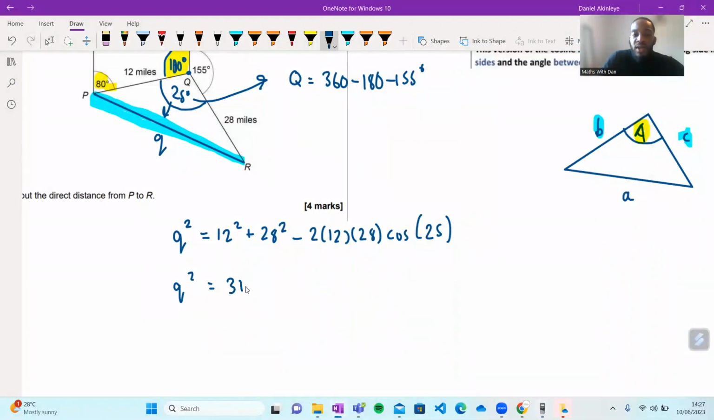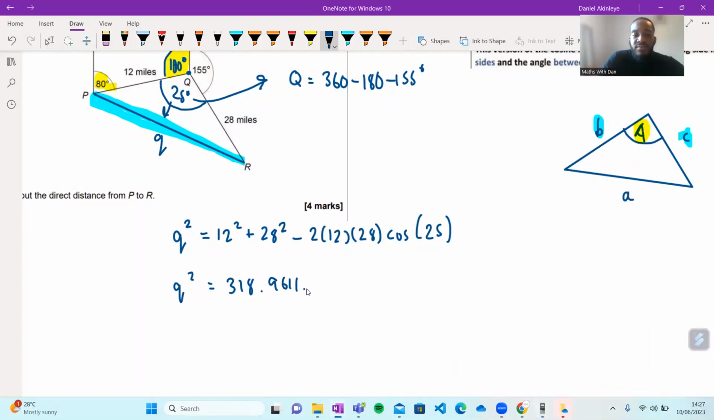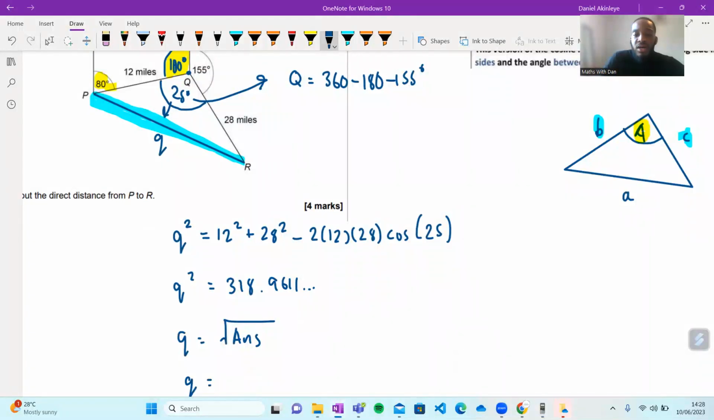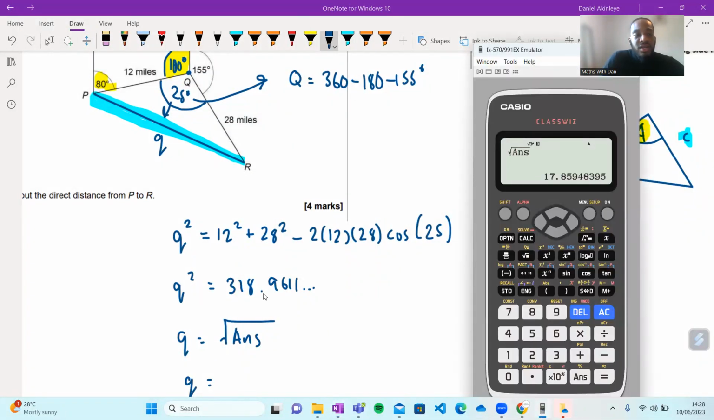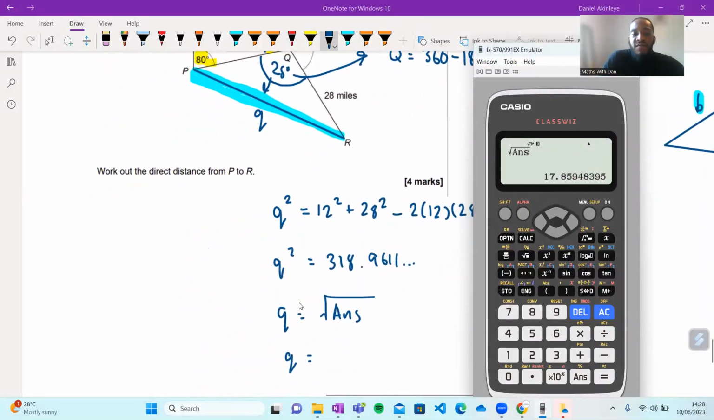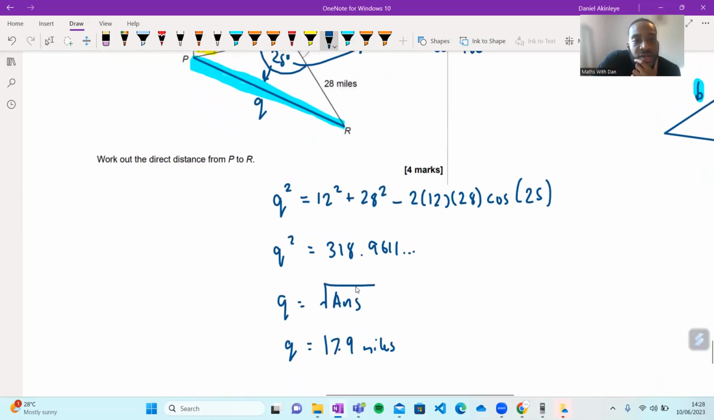And then I get this here, 318.961, and so on. So therefore Q is just equal to the square root of that, isn't it? Now remember, because I've stored it in my calculator, I don't need to write it out again. I can just do the square root of answer, which is equal to 17.859. They didn't say any degree of accuracy, so I'll give it to three significant figures, so 17.9 miles. Is that clear, guys? To make sure we're all okay with this.